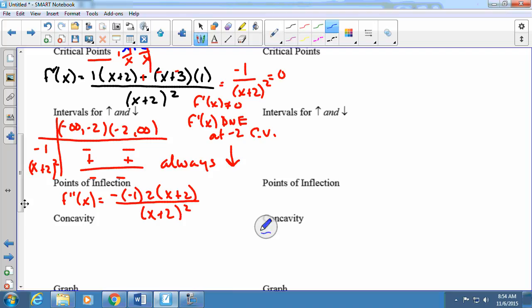Can I reduce this fraction before I go further? Should it be to a power of 4? Sorry. A squared squared is a power of 4. Can I reduce this now? All right. So how are you going to reduce it? What are you going to reduce on this? One of these only makes 3 of them. Okay, and it looks like 2 over x plus 2 to the power of 3. So that is my second derivative.